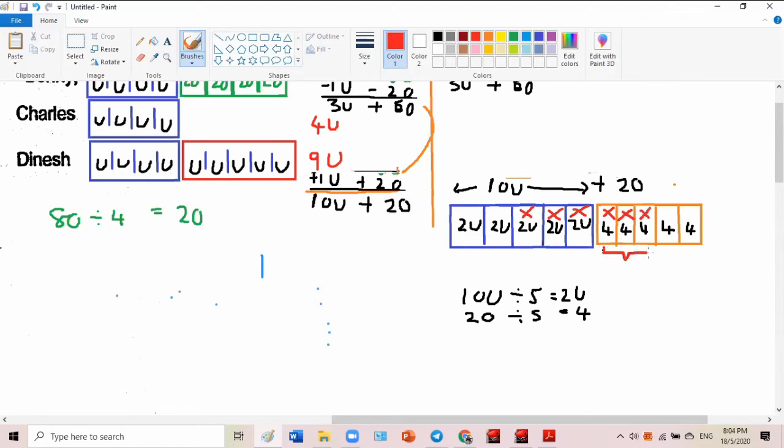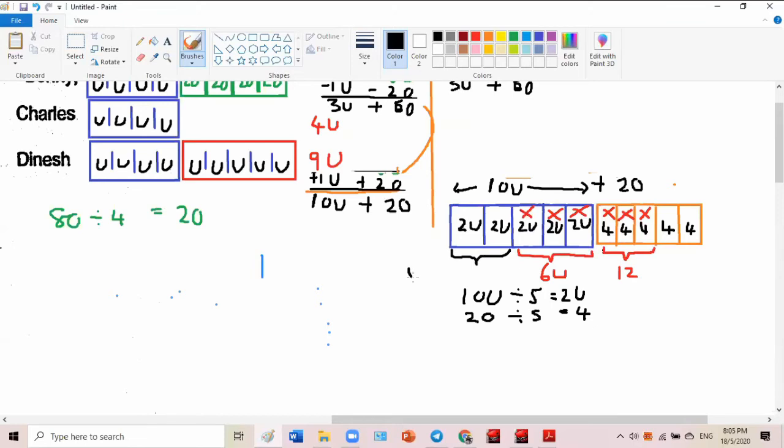So how many did Charles take from Danish? Miss Rachel, tell me. Do you understand? So how much did Danish lose to Charles? 3/5. So 3/5 is how many units and how much in numbers? 6 units and 12. Can you see or not? So how much is left?